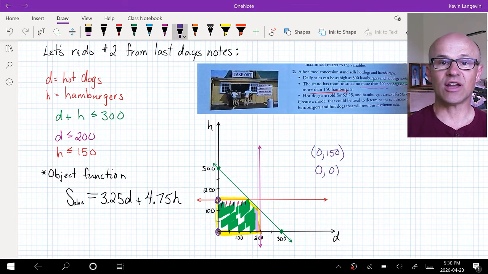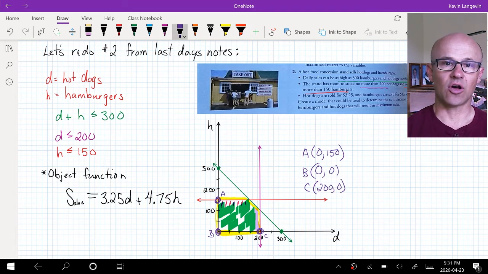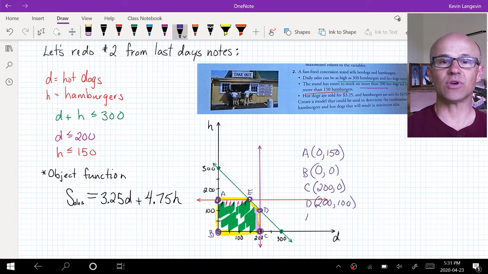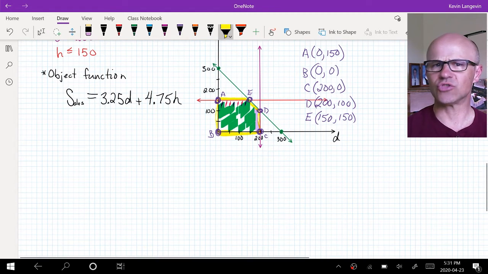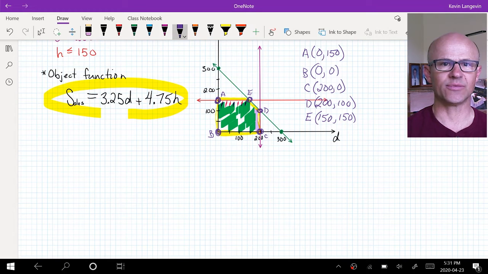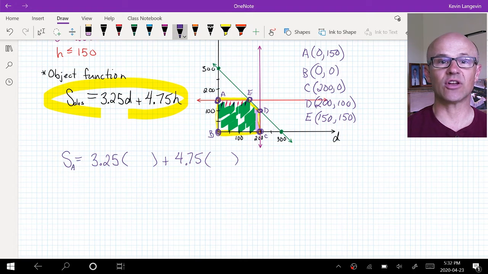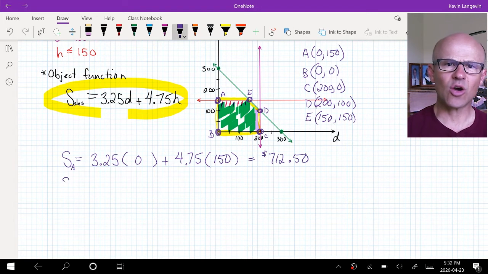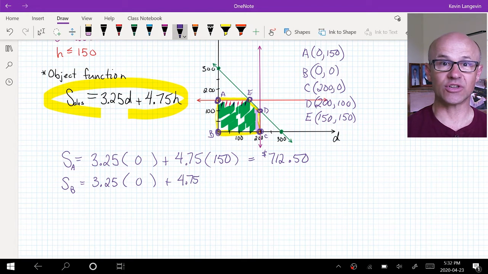But what I want us to notice now is I've got vertices at, there's 5 of them, 0, 150, call it A, B is 0, 0, C is 200, 0, D 200, 100, and E 150, 150. If you've drawn a careful graph, you'll see these points really easily. The objective function we found last day was the amount of sales is based on $3.25 per hot dog plus $4.75 per hamburger.